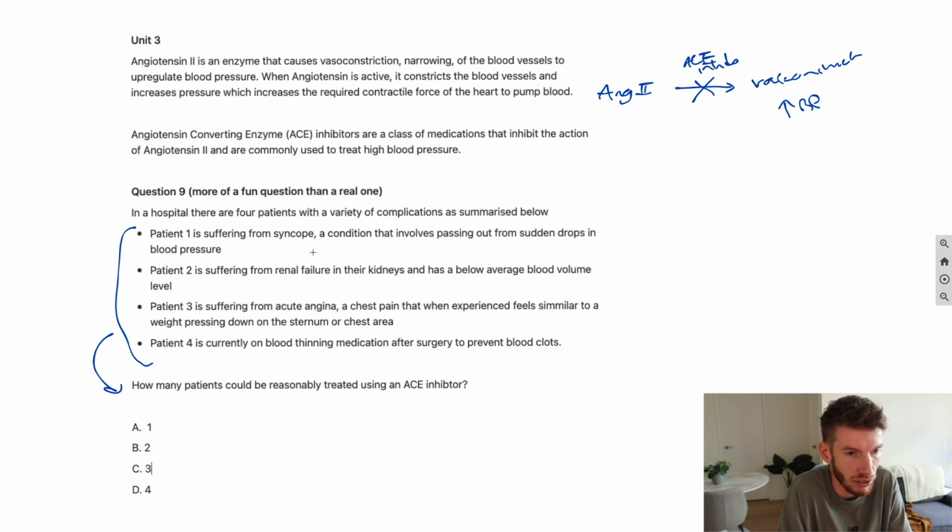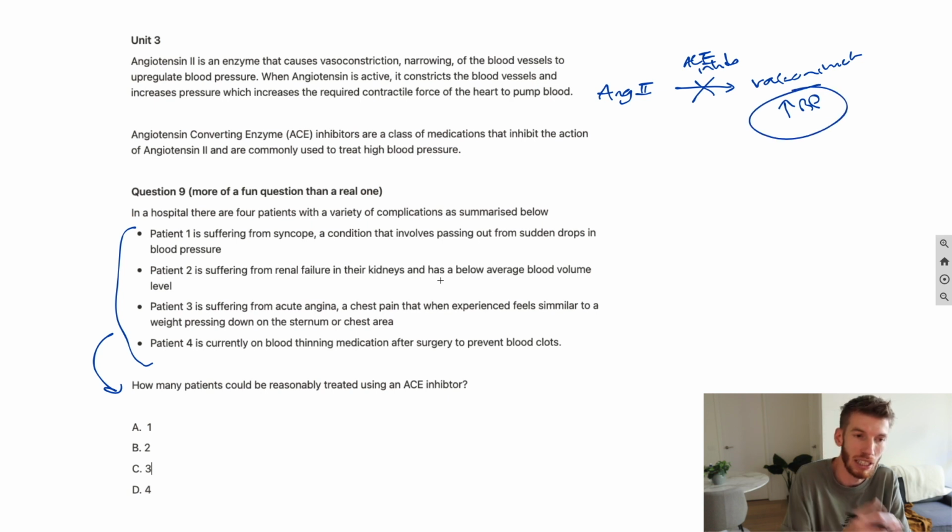So patient 1 is suffering from syncope, a condition that involves passing out from sudden drops in blood pressure. If you were to give them an ACE inhibitor, this would not allow them to raise their blood pressure, which would mean their blood pressure would remain low or lower. And so that would not be good because that would exacerbate the problem. They've got low blood pressure already. We don't want to make it lower. So that would not be a good patient to give it to.